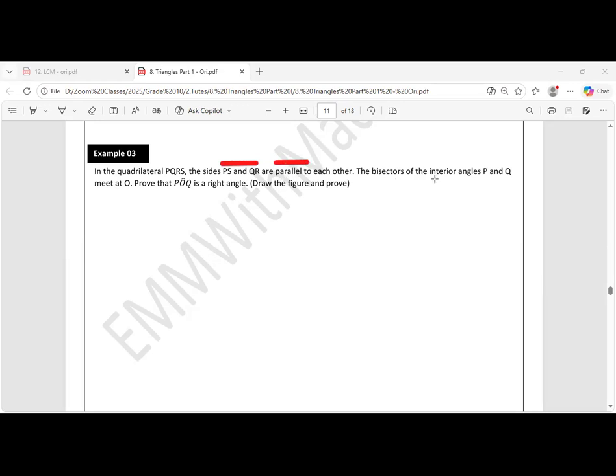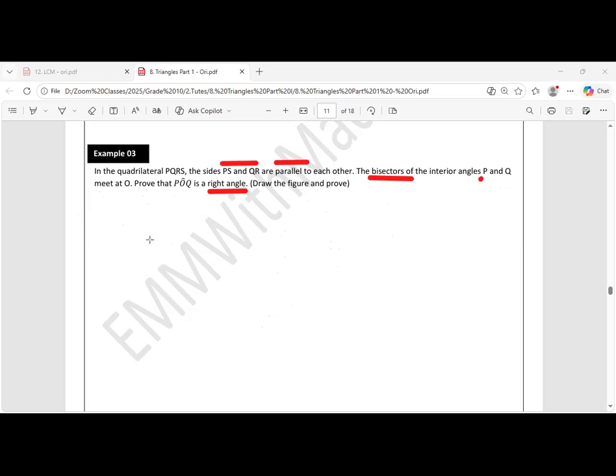The bisectors of the interior angles P and Q meet at O. So there are two angles called P and Q. Those are two vertices of the quadrilateral, and we draw the bisectors of those two. When we draw the bisectors of P and Q, they meet at O. That means those bisectors intersect at point O. Prove that angle POQ is a right angle. Draw the figure and prove.